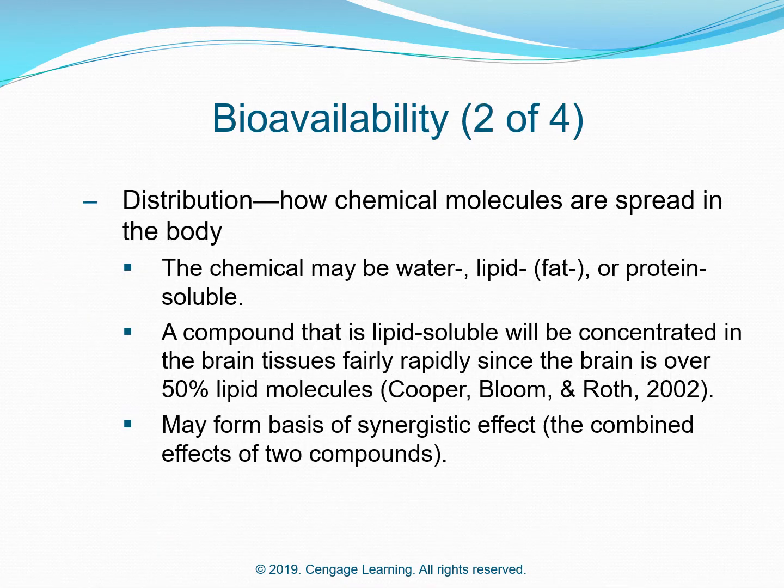Bioavailability, two of four. Distribution: how chemical molecules are spread in the body. The chemical may be water, lipid, fat, or protein soluble. A compound that is lipid soluble will be concentrated in the brain tissue fairly rapidly, since the brain is over 50% lipid molecules, and they may form bases for synergistic effect, the combined effect of two compounds.